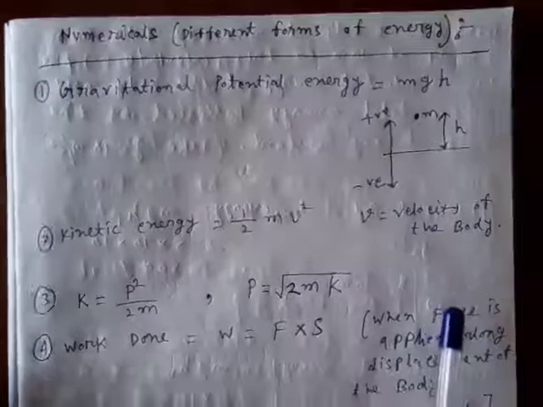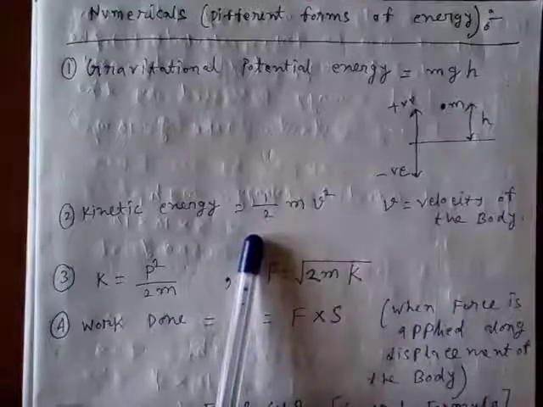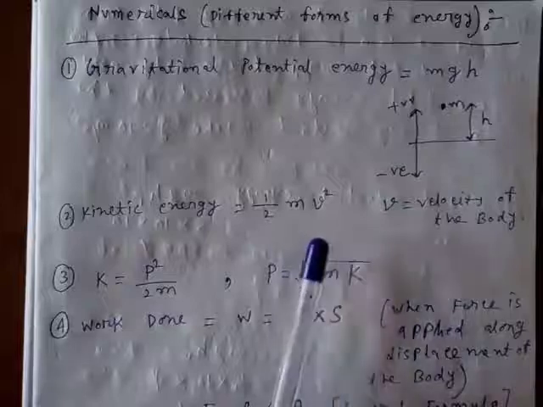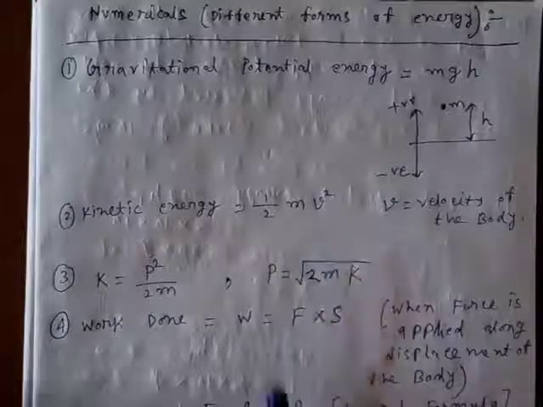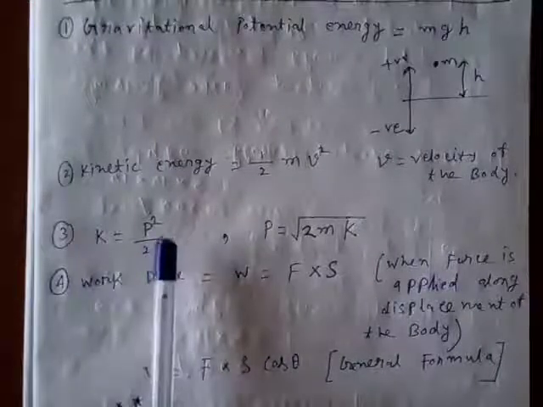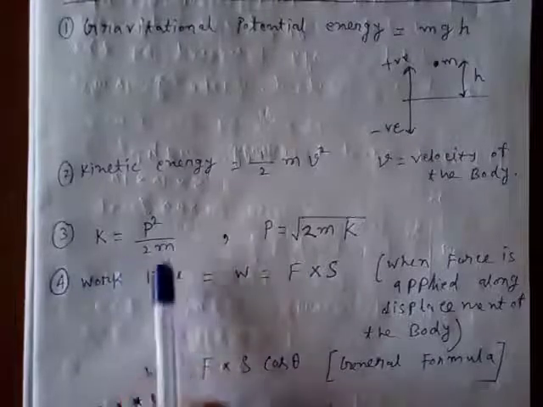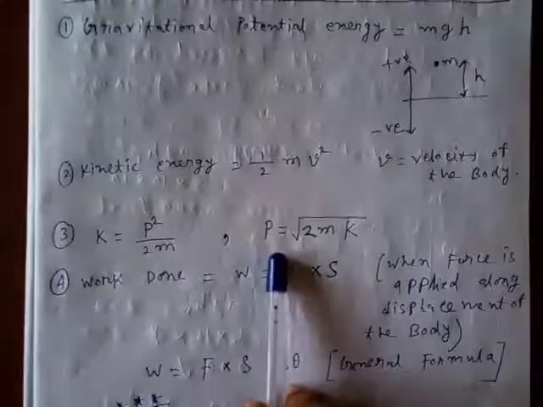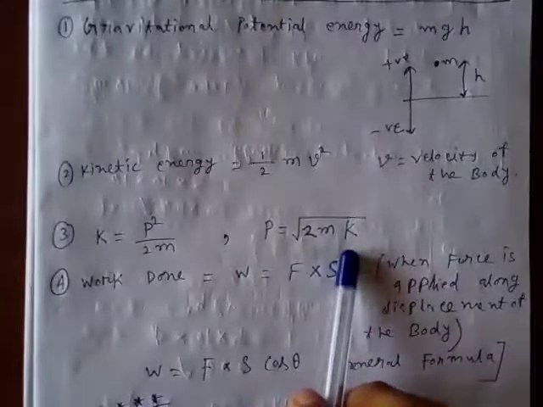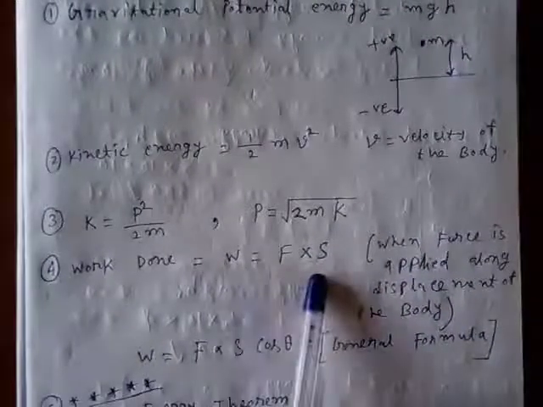Okay, now the next formula is kinetic energy of a body, given by half mv square, where m is the mass of the body and v is the velocity of the body. Next, the relation between kinetic energy and momentum of the particle is given by K equals p square by 2m, and p is also given by root over 2 multiplied by m multiplied by kinetic energy of that body. Okay, now work done is given by F multiplied by S.